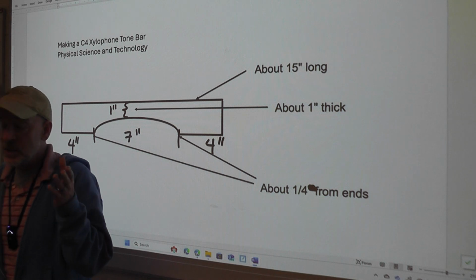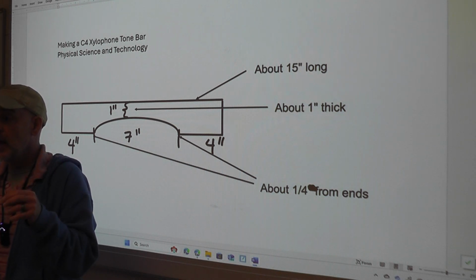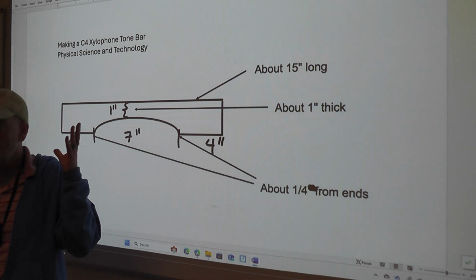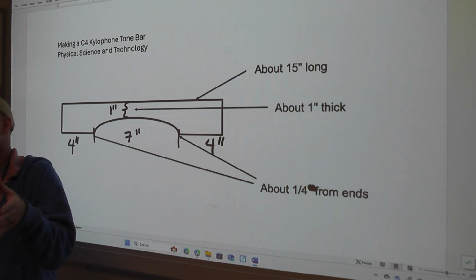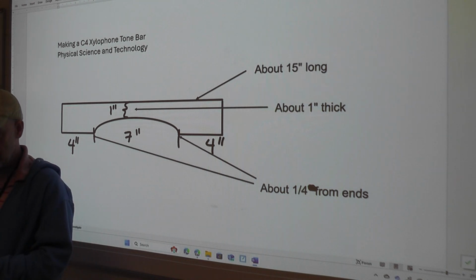So today and tomorrow, what I'd like to see is how close you all can get to a really good, clear, resonant C4 note. Here is what that will sound like, by the way.